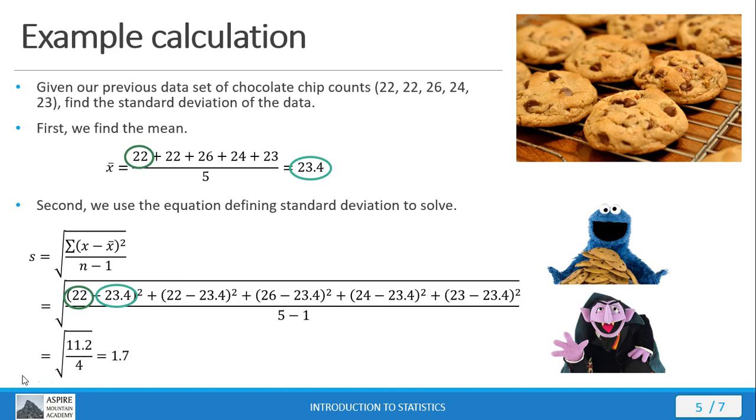So we punch out these numbers on our calculator, and out comes the square root of 11.2 over 4, which gives us 1.7. 1.7 is then our standard deviation.